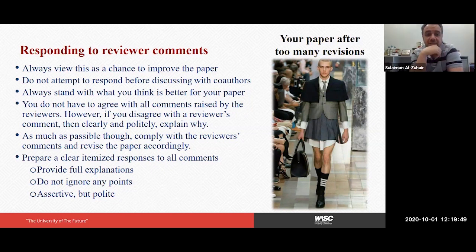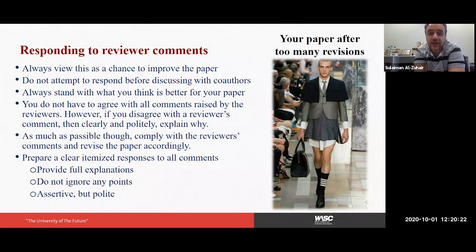Always stand with what you think is better for your paper. You do not compromise what you think is right, and you can always argue back and say that I do not agree with the reviewers at this point, and I prefer to keep it as is. However, you should always be polite, assertive, but polite. So don't say you don't know what you're talking about, better read more about this before commenting on my paper. All these kinds of things should be avoided. Try to be assertive, however polite, and stand for what you think is correct.